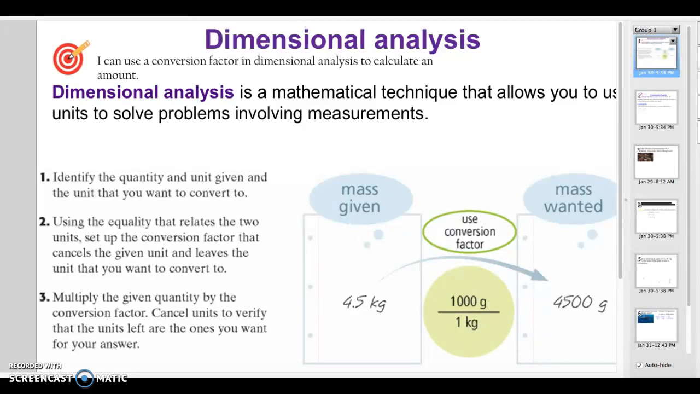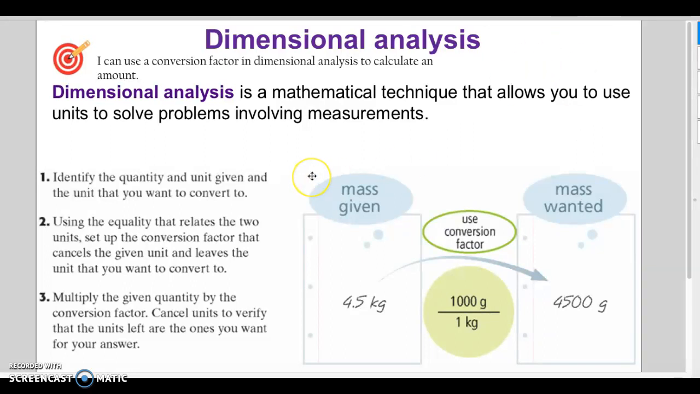So dimensional analysis allows us to use the dimensions or the units of the things that we are measuring and then convert them to other units. If you just look at this slide, we want to know what we're starting with, what unit and quantity, and then what we want to convert to. Then we can write an equality that relates the two units. It may be that we have one equality or more than one, and then we multiply through and cancel the units, and we end up with the unit that we want.